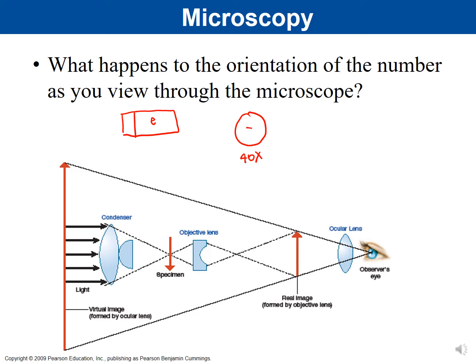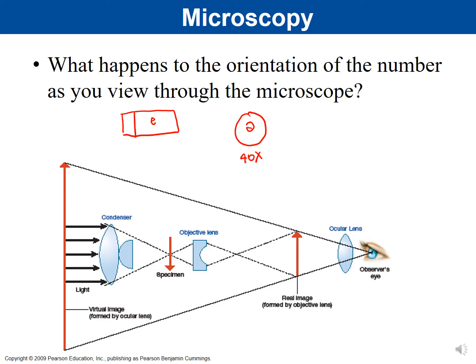What you would notice about that is your letter E would look like this. So it's not only flipped horizontally, meaning it's not only flipped from left to right, but it's also flipped vertically as well. So it's flipped in both orientations. It's both upside down and backwards.